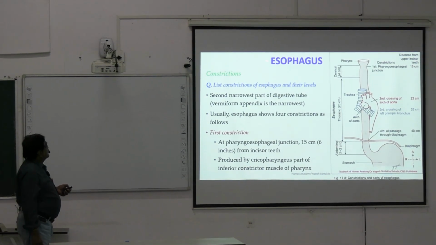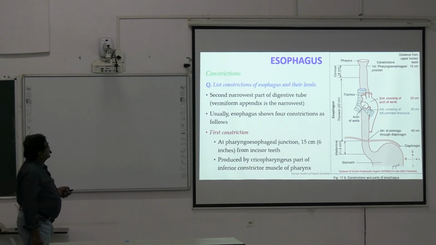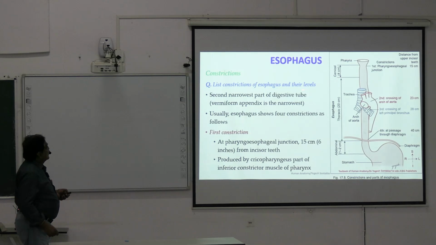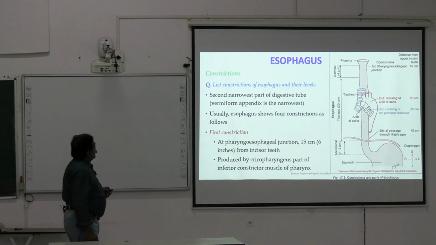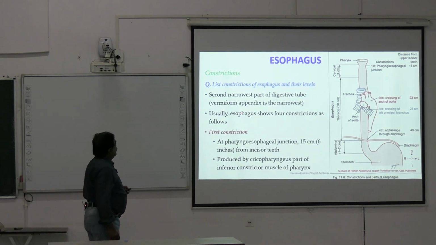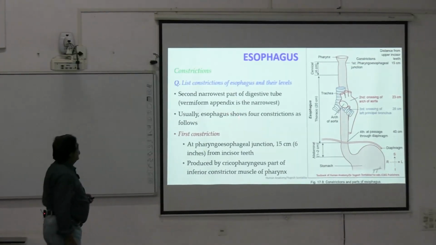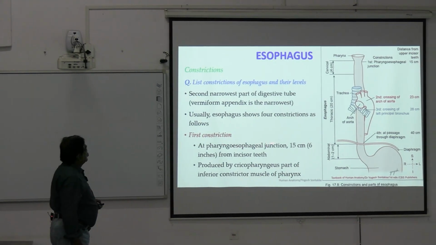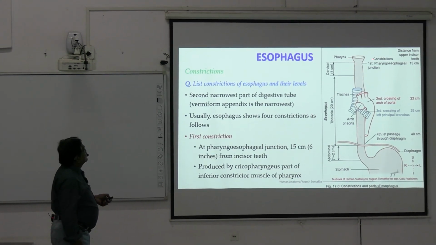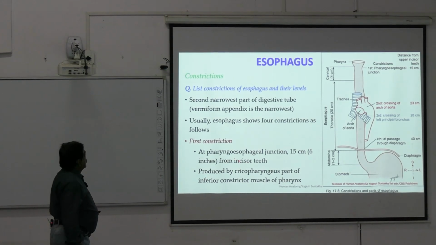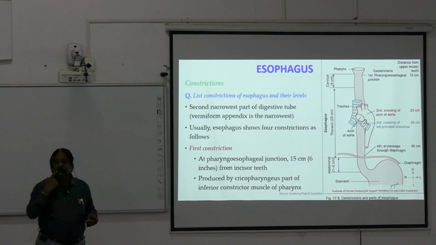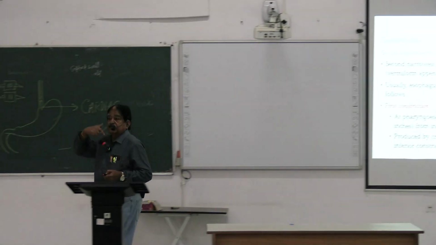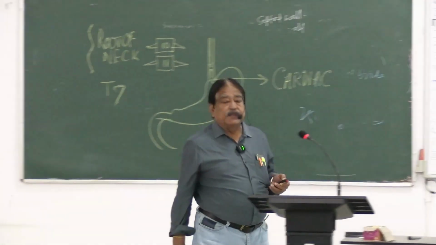Now, constrictions. Question: list constrictions of esophagus and their levels. The esophagus is the second narrowest part of the digestive tube; the vermiform appendix is the narrowest. Usually esophagus shows 4 constrictions. The first constriction is at the pharyngoesophageal junction, 6 inches from the incisor teeth. Now this is the incisor teeth, and 6 inches from there is the first constriction.